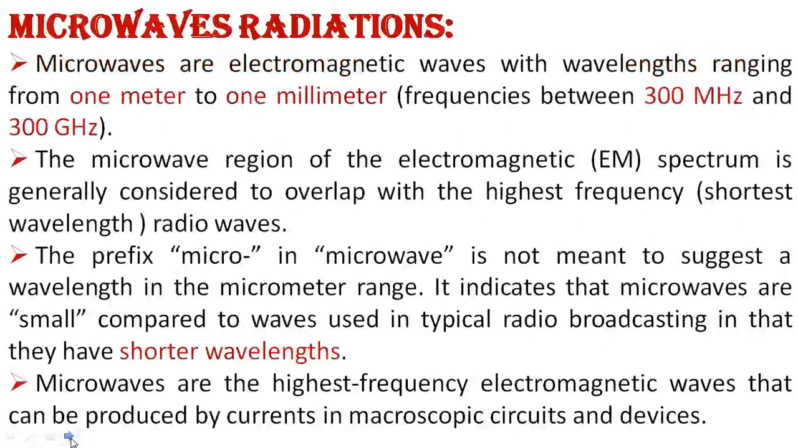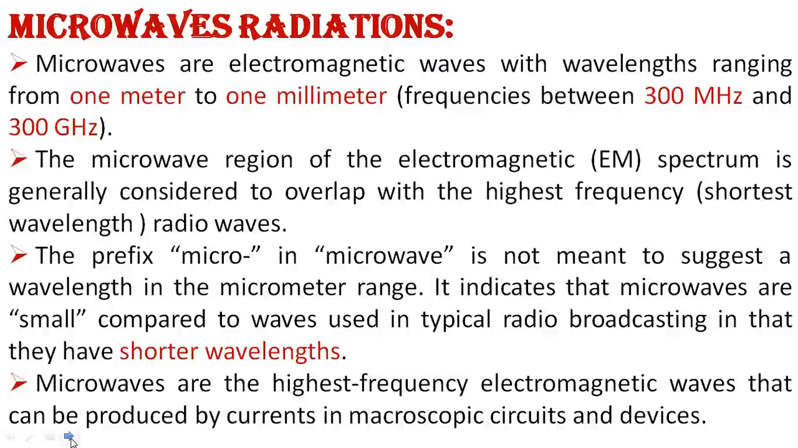Now the second wave is the microwave. Microwaves are electromagnetic waves with wavelengths ranging from 1 meter to 1 millimeter, and a frequency range of 300 megahertz to 300 gigahertz. The microwave range of the electromagnetic spectrum is generally considered to overlap with the highest frequency, shortest wavelength radio waves.